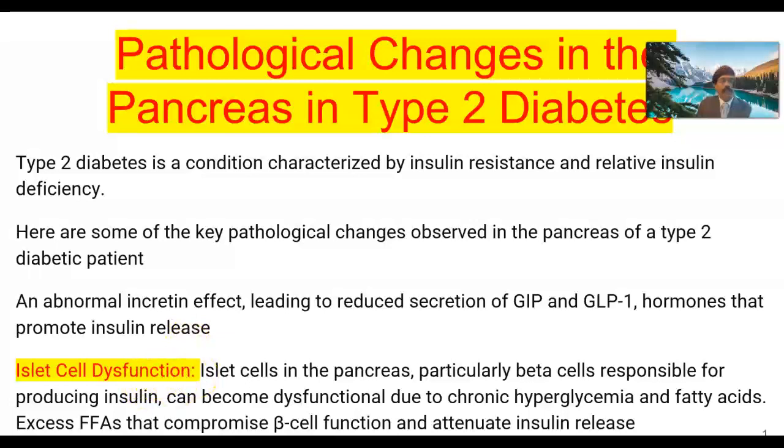Islet cell dysfunction. Islet cells in the pancreas, particularly beta cells, responsible for producing insulin, can become dysfunctional due to chronic hyperglycemia and fatty acids. Excess free fatty acids compromise beta cell function and attenuate insulin release.